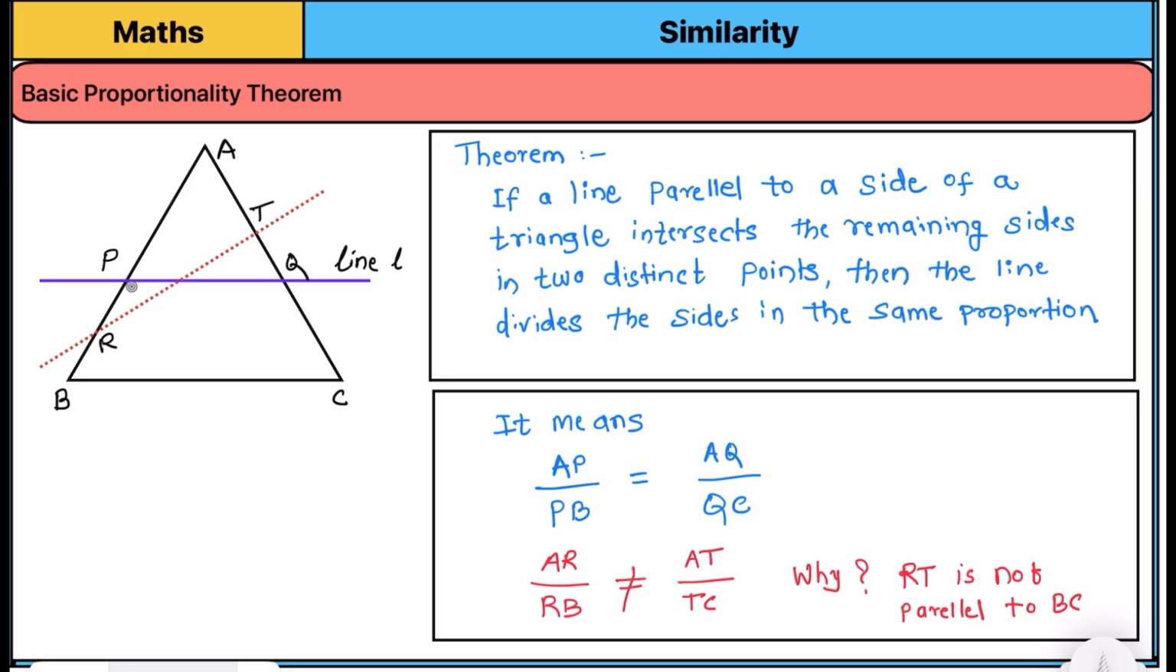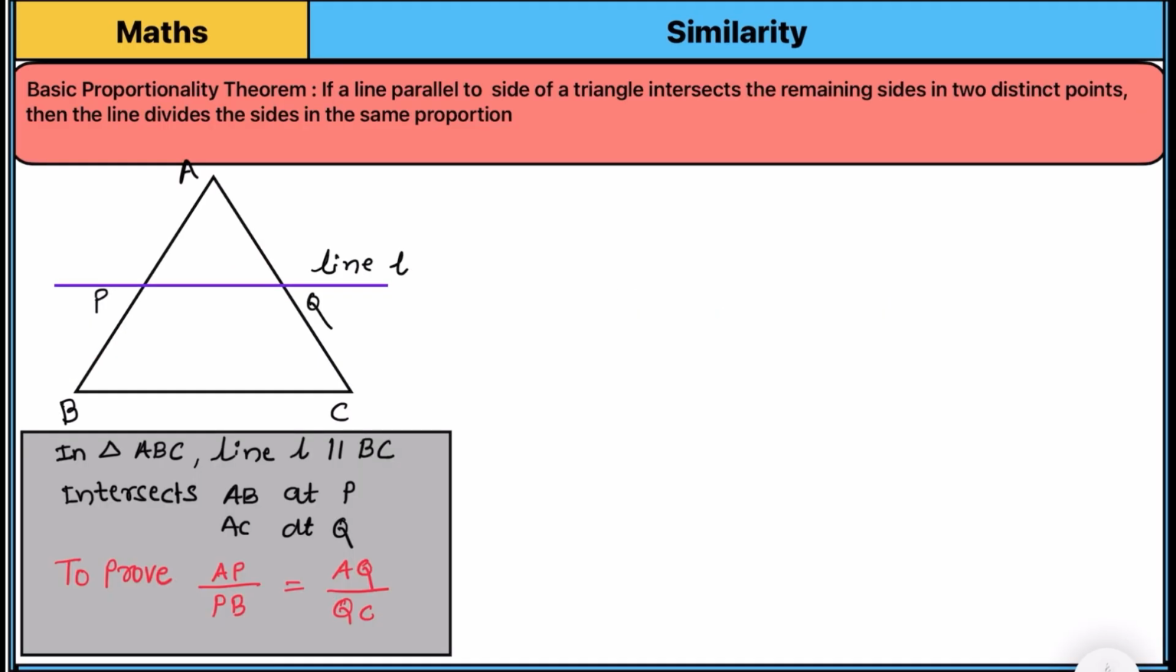But in the case of line L or PQ, the ratio of AP upon PB is equal to AQ upon QC. Why? Because PQ is parallel to BC. Did you get this? Let's prove basic proportionality theorem.